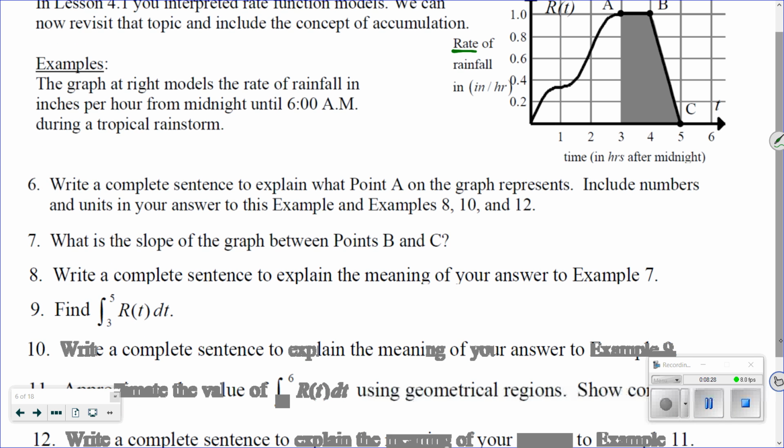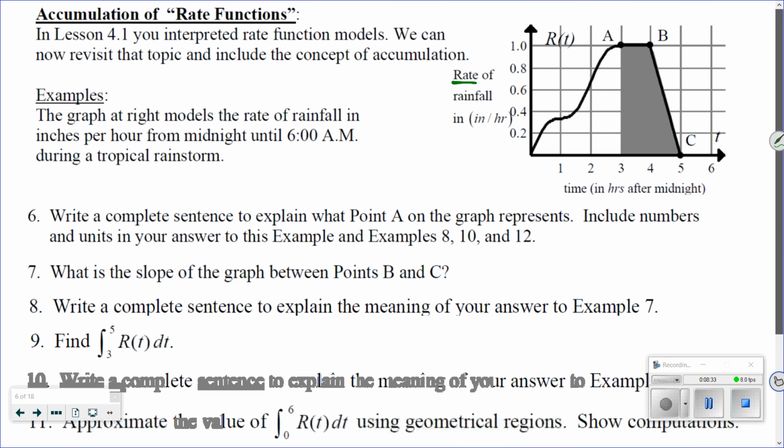All right, so hopefully you've worked down through those. Number 6 says write a complete sentence to explain what point A on the graph represents. Point A is right here. This is hours since midnight, so at 3 a.m. the rate of rain was, this is the rate over here, right? If I come this way. So at 3 a.m. the rate of rainfall was 1 inch per hour. Something similar to that. 7 says, what is the slope of the graph between B and C? Be really careful when you're finding slope. Sometimes we want to say that's down 4, right? We're going from 1 to 0. It's down 1, and it's over 1. So it's -1 would be my slope.